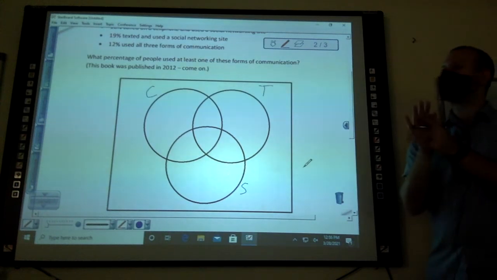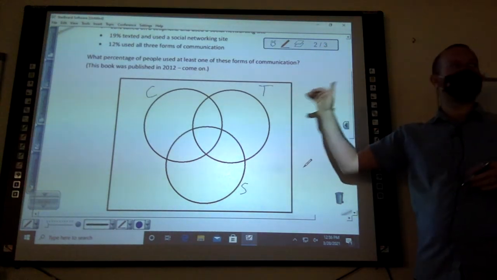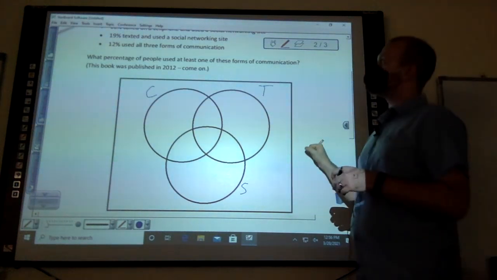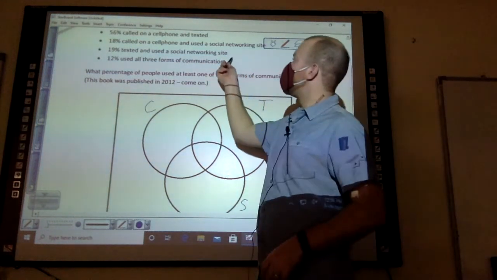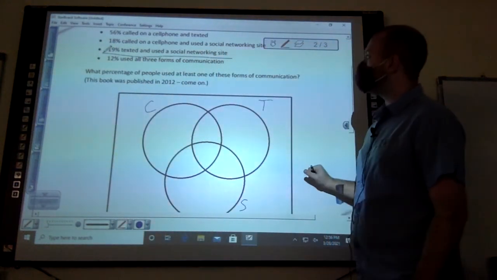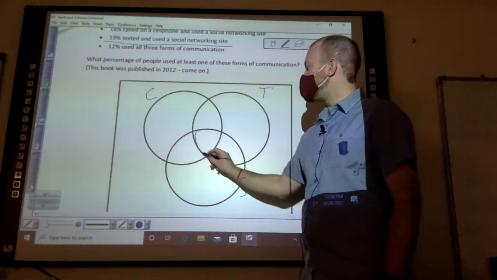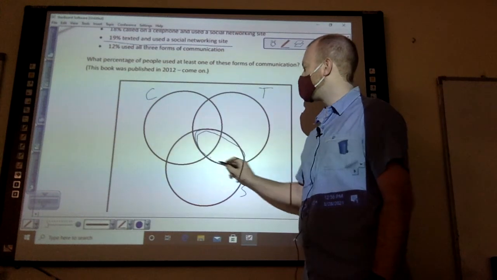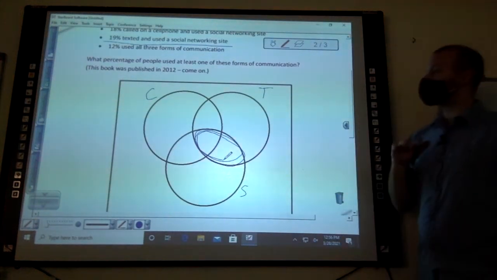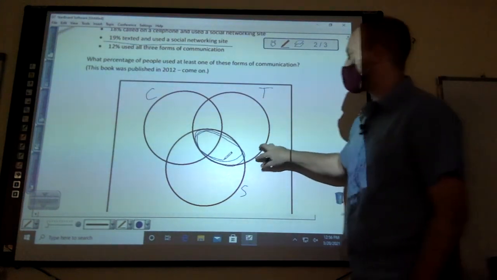And we need to be careful that any of these that represent more than one section, I cannot write. So for instance, here it says 16% texted and used social networking. So texting and social networking is these two sections. So I cannot write 19 in there yet until I know one of these two. And then I can figure out the other.